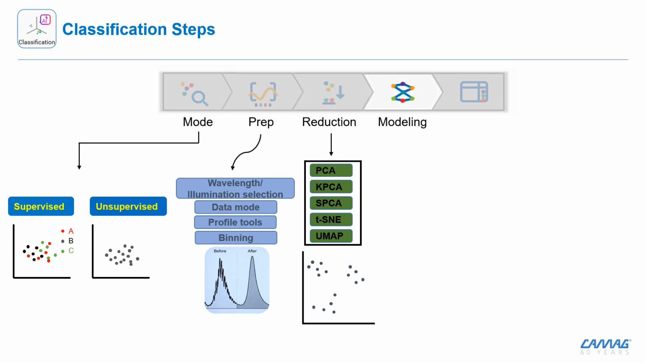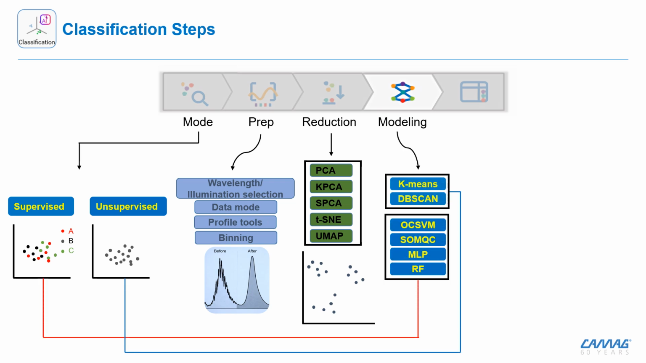The fourth step is modeling, or model selection, where you select the model that fits the purpose of your analysis. It's where the actual classification takes place. This step is related to the first step, as under each mode, some specific models or algorithms can be selected. If unsupervised mode is selected, k-means and DBSCAN will be available. And if supervised mode is selected, one-class and multi-class classification models will be available.